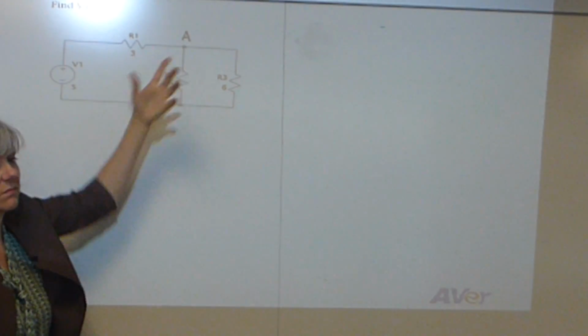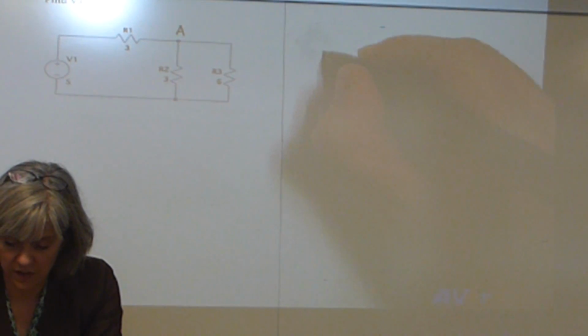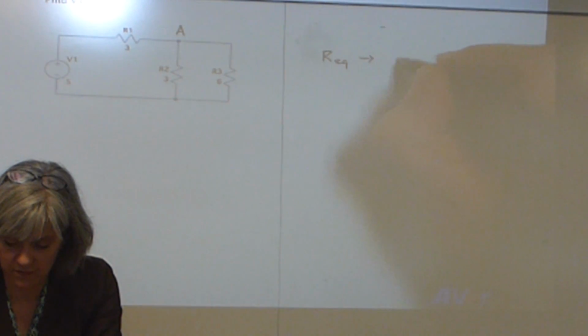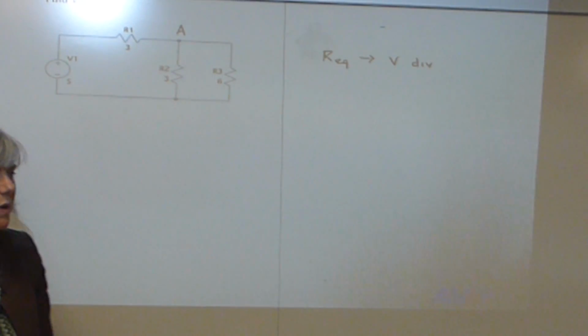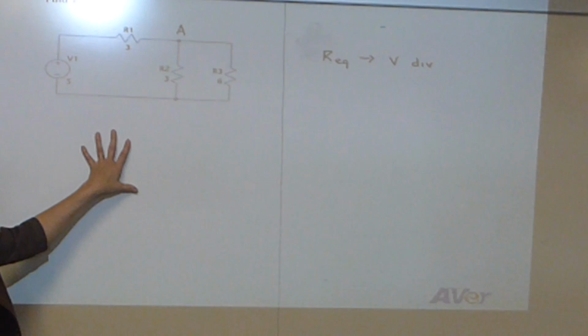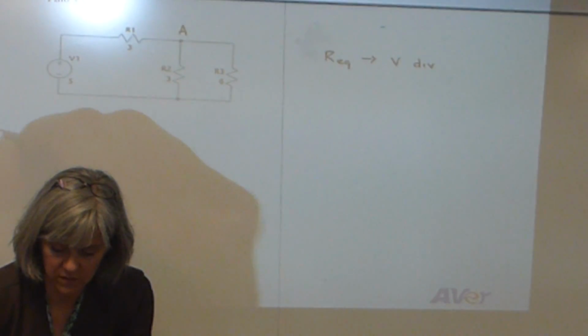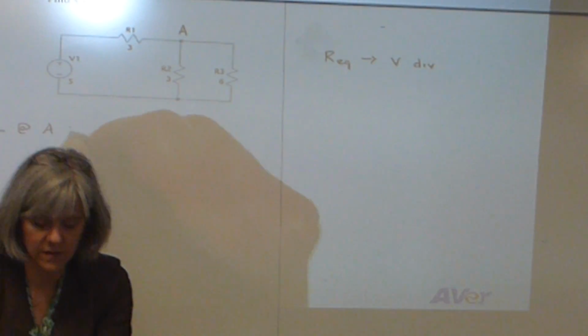Oh, piece of cake. So I could do parallel and then voltage division. Again, that would probably be the one I do in my head, because I can do that in my head. But let's do KCL instead. So I'm going to do KCL at node A. Go ahead and write it out. You guys write it out and then see.